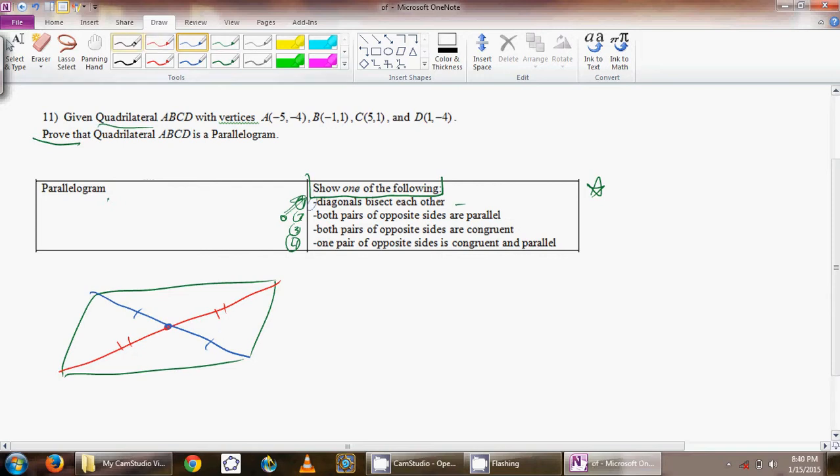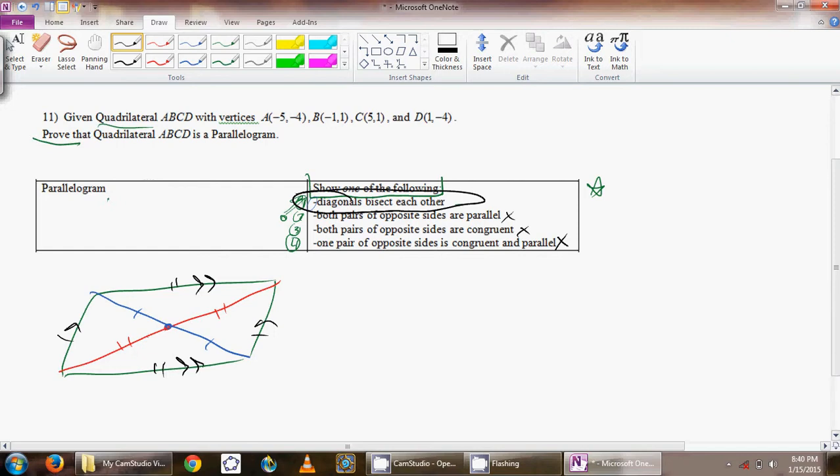Or I could show that opposite sides are parallel. That's four calculations, one for each side. I could show that opposite sides are congruent. Once again, that's four calculations, and that's a distance one. I'm not going to do that. But then I could show that one pair of sides are parallel, that's two calculations, and another pair of sides are congruent. Still four calculations. Way too much. I'm going to do this one.